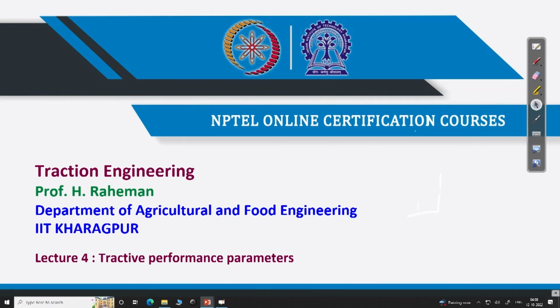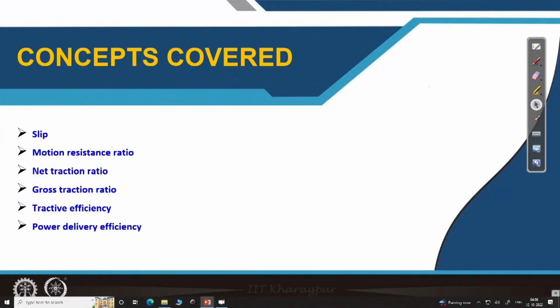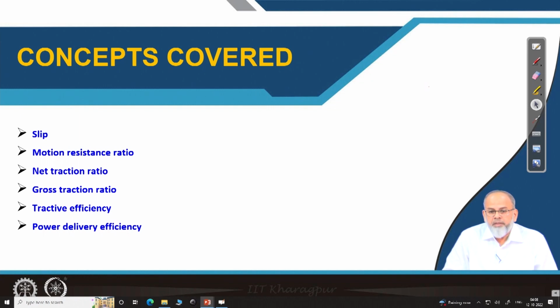This is lecture 4, where I will try to cover different tractive performance parameters. The concepts are slip, motion resistance ratio, net traction ratio, gross traction ratio, tractive efficiency, and power delivery efficiency. These are the parameters associated with a tractor or a truck during operation in the field. If you want to evaluate the performance, then these are the parameters to be studied.